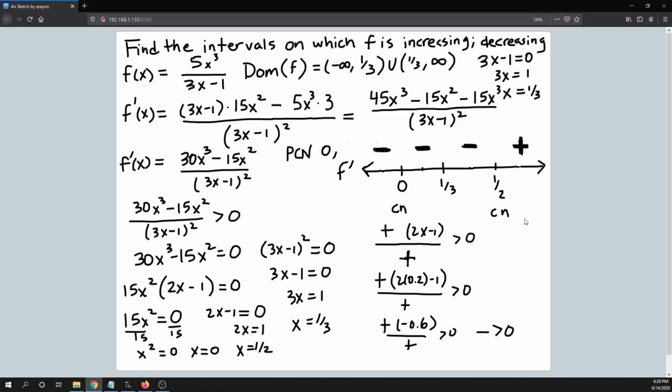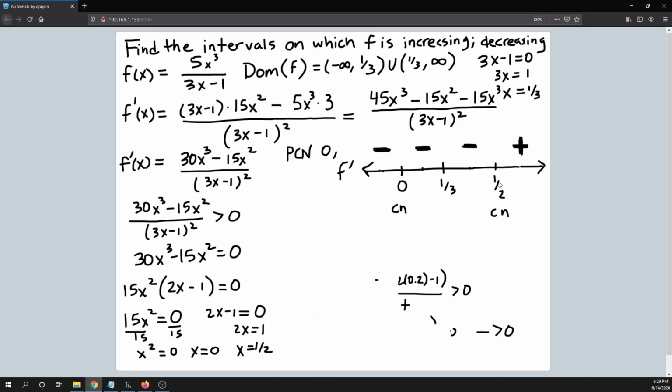Okay, and so once we have that sign diagram, then basically we can read our answer for this problem right off of that sign diagram. All right, so let me make some space here. Okay, so first off, for increasing, I'm looking for the intervals where there's a positive number. So you can see it's this one right here, 1/2 to infinity. And that's it.